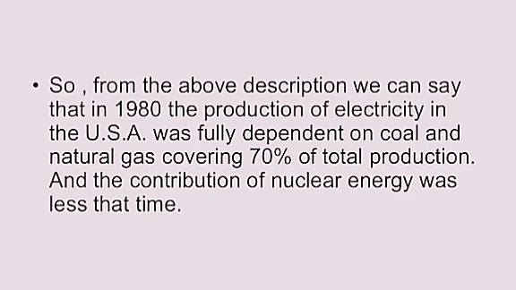So from the above description, we can say that in 1980, the production of electricity in the USA was mostly dependent on coal and natural gas, covering 70% of total production. My dear students, you can remember their contributions were 46% and 24%, so in total 70%. And the contribution of nuclear energy was less at that time. I think you can remember the contribution of nuclear energy was only 2%. So we can present our comparative picture or summarization of any graph or chart in this way.